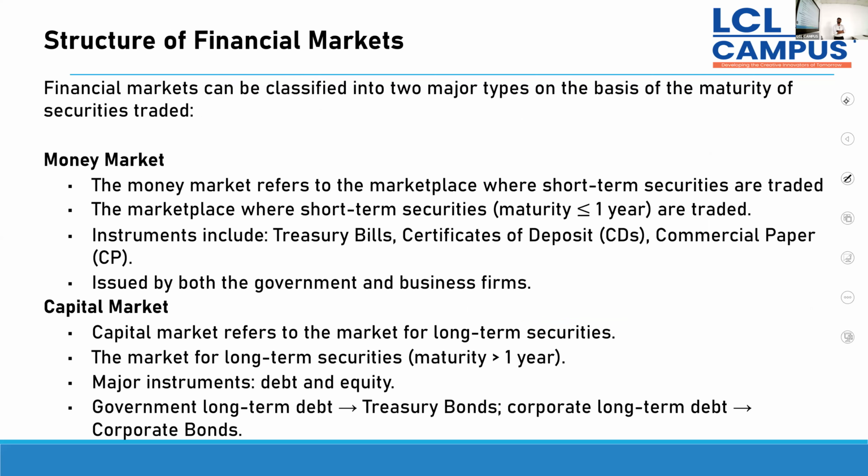Structure of financial markets. Financial markets can be classified into two major types on the basis of the maturity of the security traded. What is the meaning of maturity?